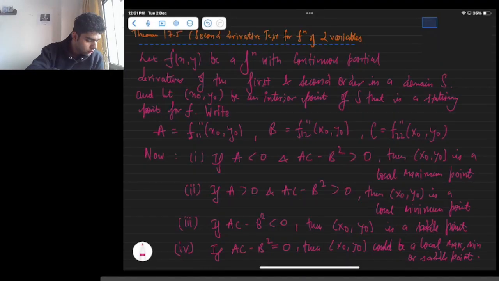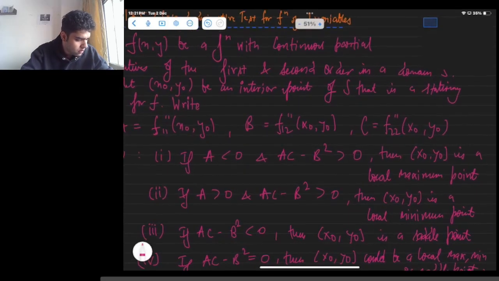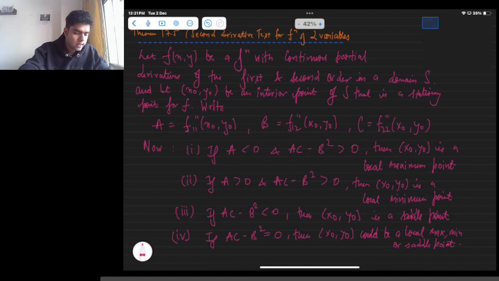Hi, so this is theorem 17.5, second derivative test for function of two variables, right? So let f(x, y) be a function with continuous partial derivatives of the first and second order in a domain S, and let (x0, y0) be an interior point of S that is a stationary point for f. So what they are saying is, let f(x, y) be a function with continuous partial derivatives of the first and second order in a domain S, and let (x0, y0) be an interior point of S that is a stationary point for f.